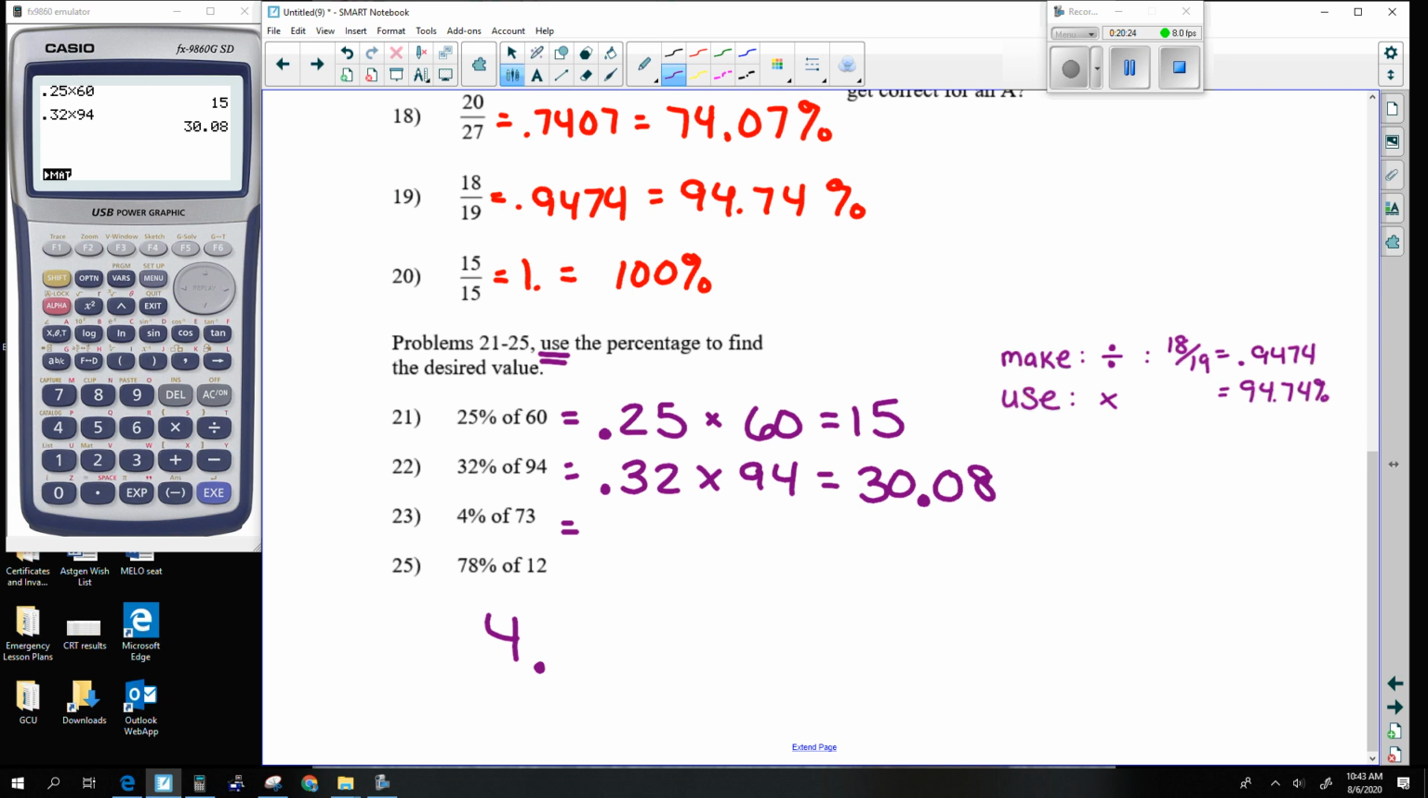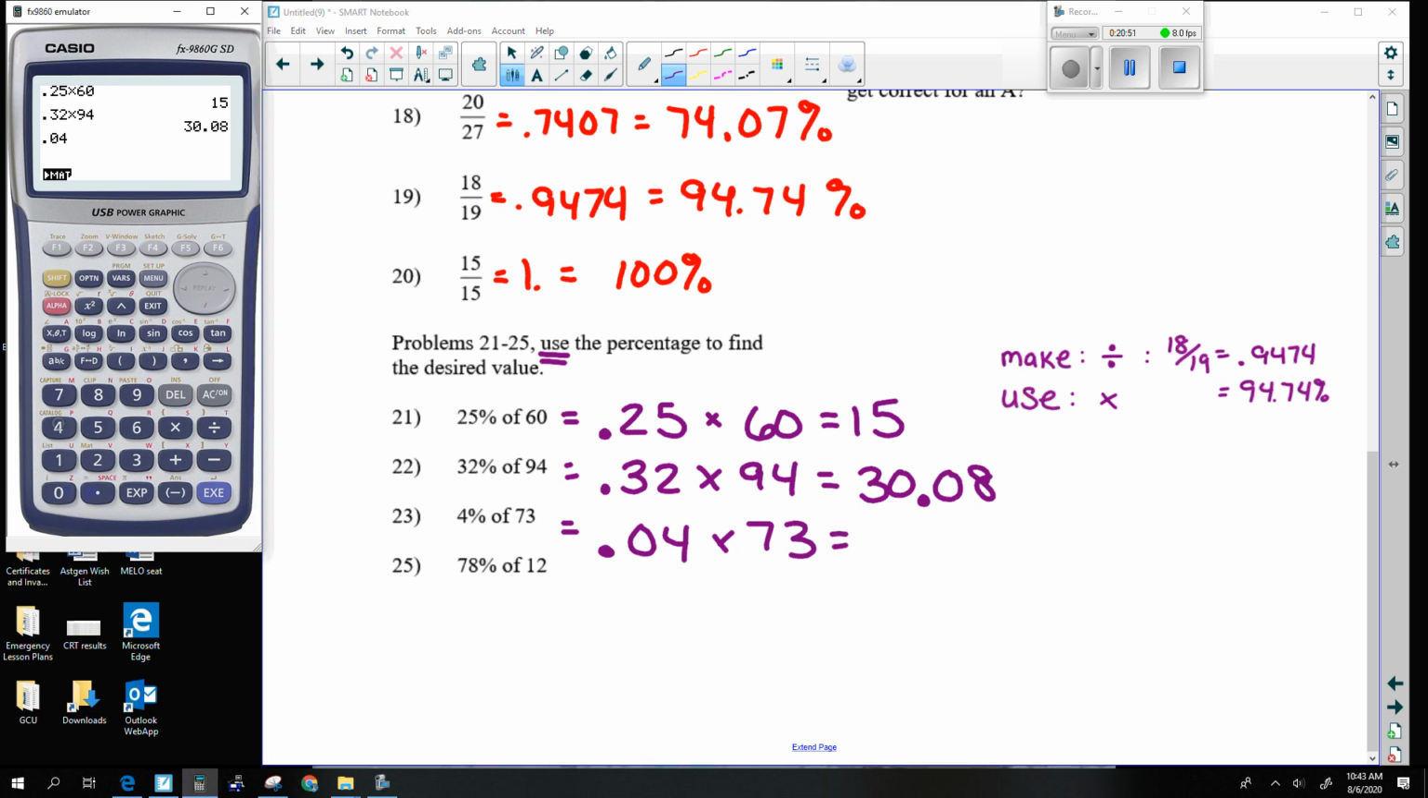So 4%, move the decimal 2 places. So 4% is not 0.4, it's 0.04. Think about that like it was 4, and then I moved it 2 places. So take the percentage as a decimal, and then use it.